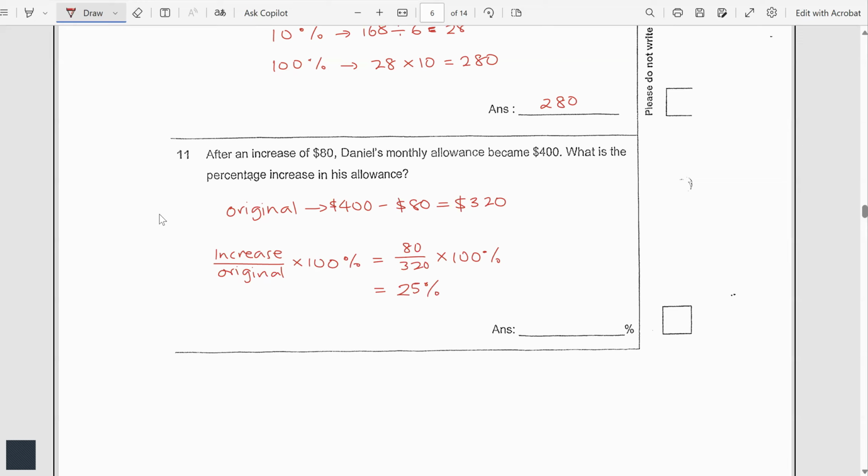Okay, without a calculator, we can simplify this. 8 and 32, then divide both by 8. So a quarter of 100, which gives us 25%.